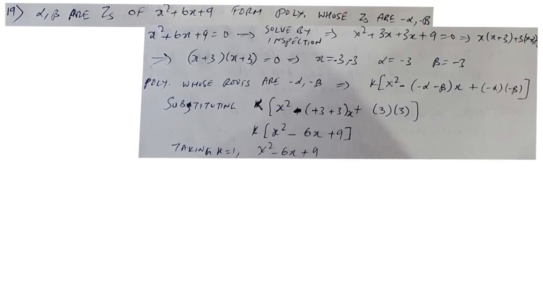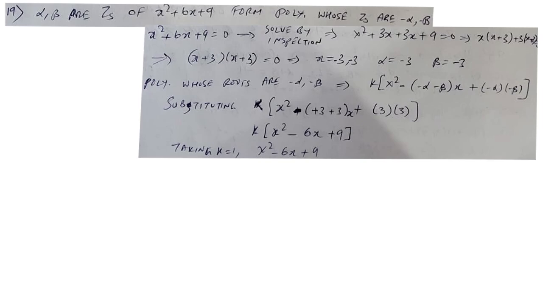values that you formed. Alpha, beta are zeros of x squared plus 6x plus 9. Form a polynomial whose zeros are minus alpha and minus beta. Okay, so first find out the roots. x squared plus 6x plus 9, by inspection you can put it as x squared plus 3x plus 3x plus 9. Okay, 6x is written as 3x plus 3x because 3x plus 3x will give you 6x and 3 multiplied by 3 will give you 9.